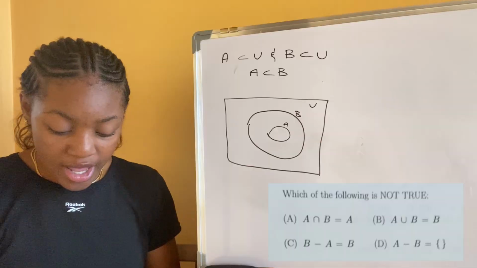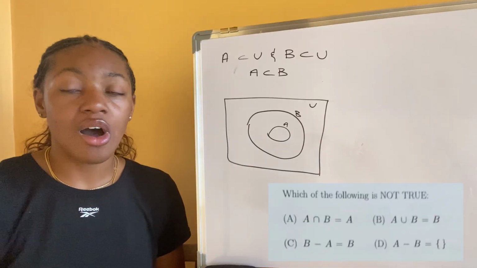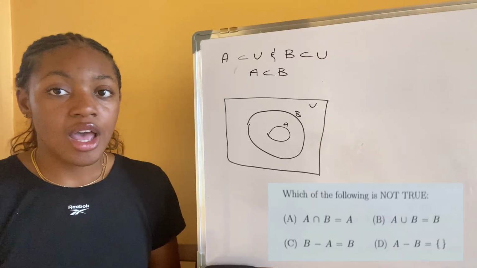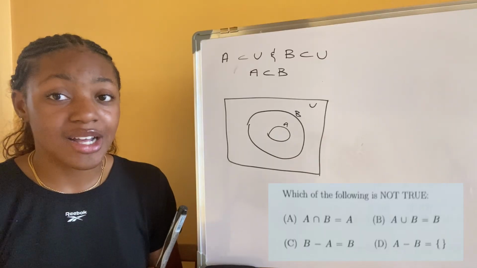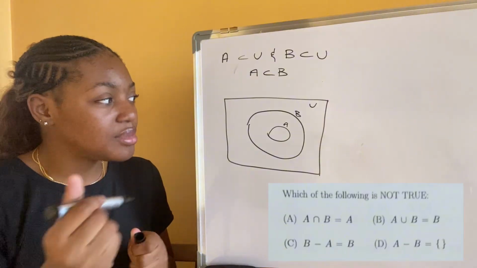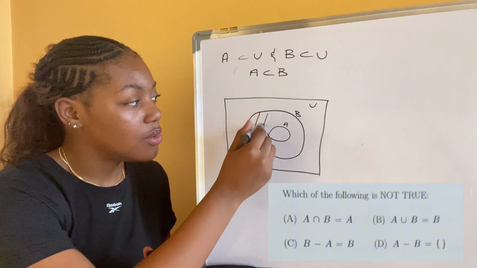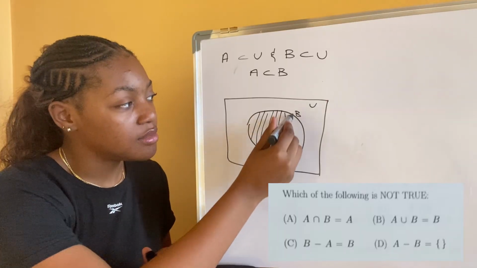Option B, A union B equal B. Union simply means that we're considering all elements of both sets. And since A is a subset of B, meaning that all of the elements that are in A are also in B, that would simply mean that B would be our union. Therefore, option B is true.